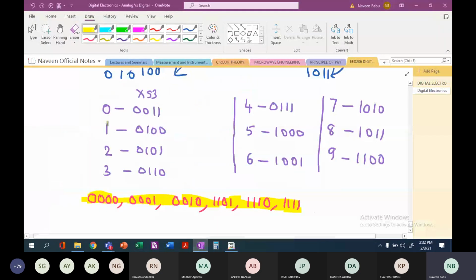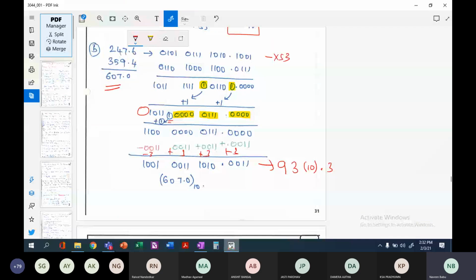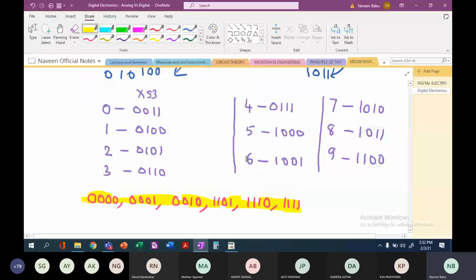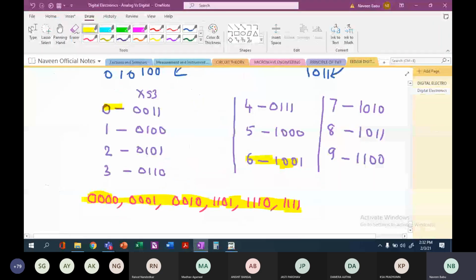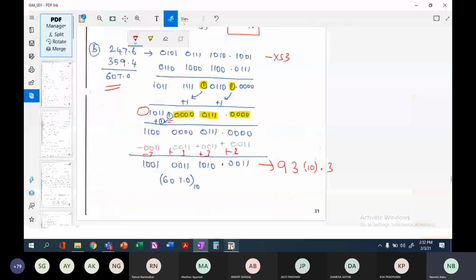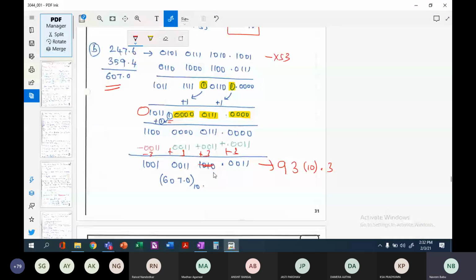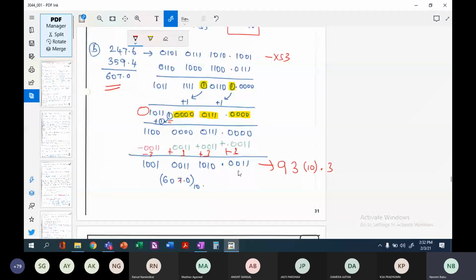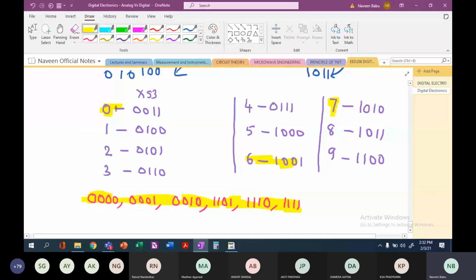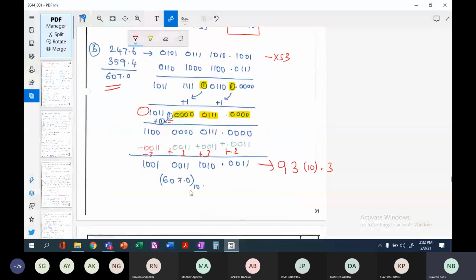Now these are BCD codes, but if you have a table of this particular XS3 code, you can write directly here. 1001 corresponds to 6. 0011 corresponds to 0. 1010 corresponds to 7. So we got 7 here. And 0011 corresponds to, where is it? Yeah, 0011 again 0. So it is 0. So this is your XS3 code of the sum. Any doubts?